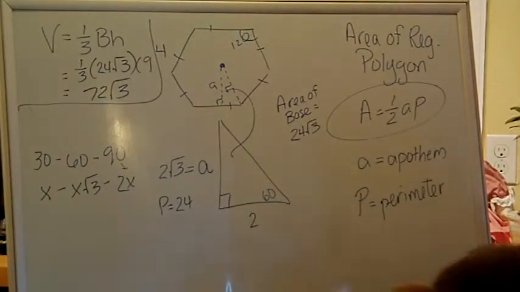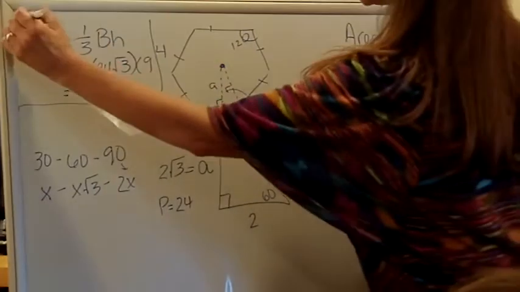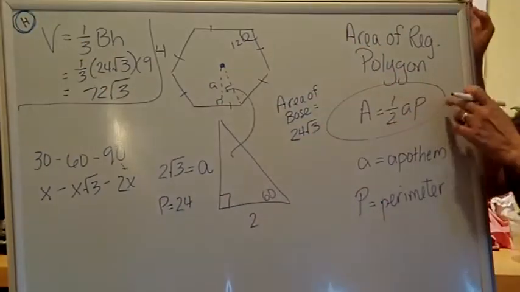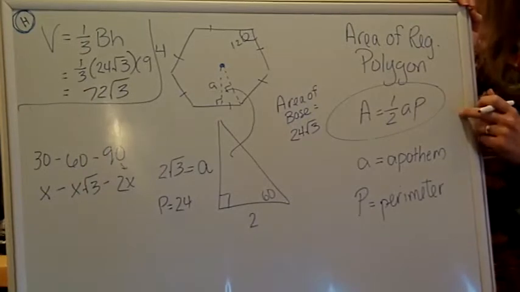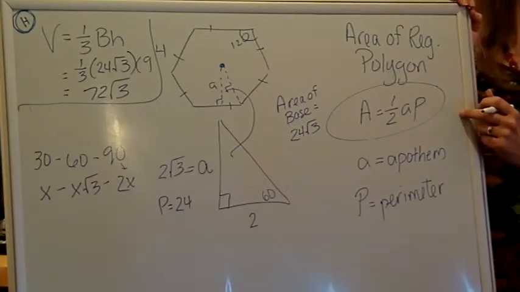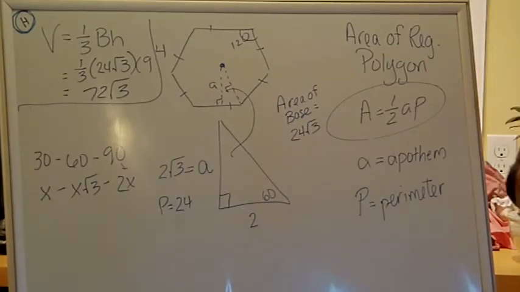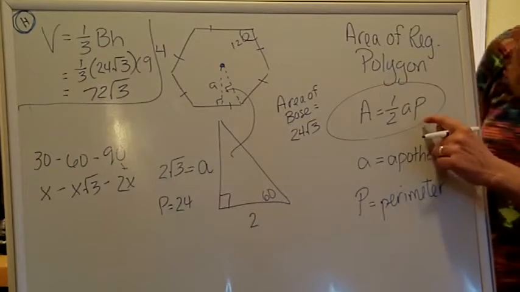Answer choice H. This is one of those problems you might want to put a star by, because if you don't remember how to do this, you never know, they may ask you for the volume of the hexagonal prism, and that's just the area of the base times the height. You still have to use this.